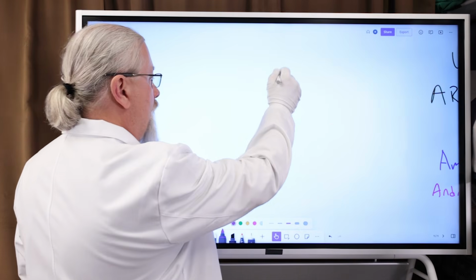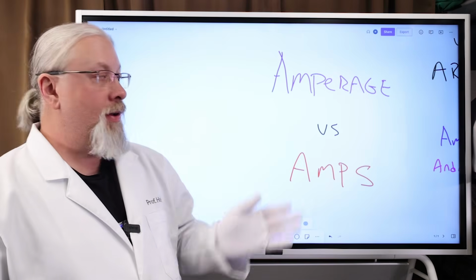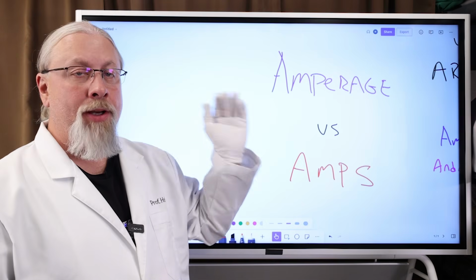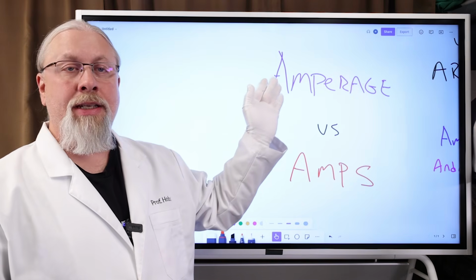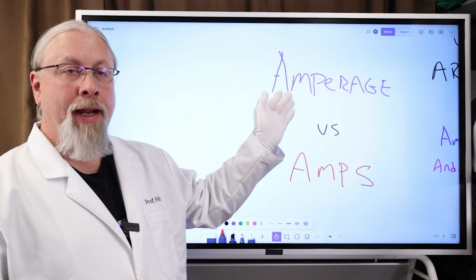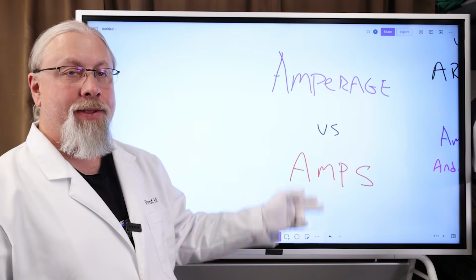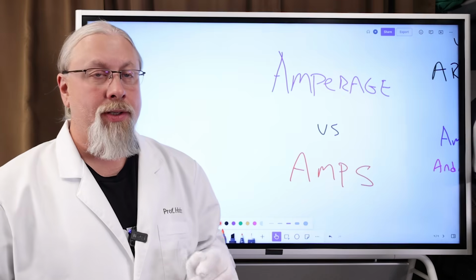Now, what is different is the word amperage. Notice there is a difference between amperage and amps. Amperage is the actual measurement of the flow rate of the current in amps. So amps is the actual unit.